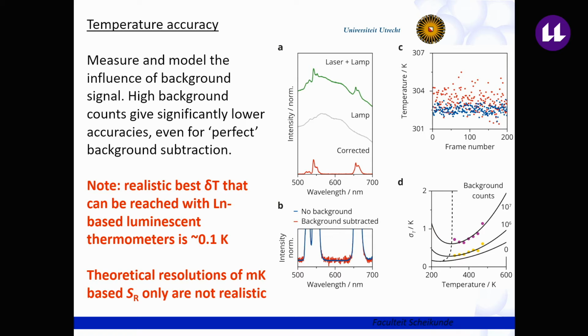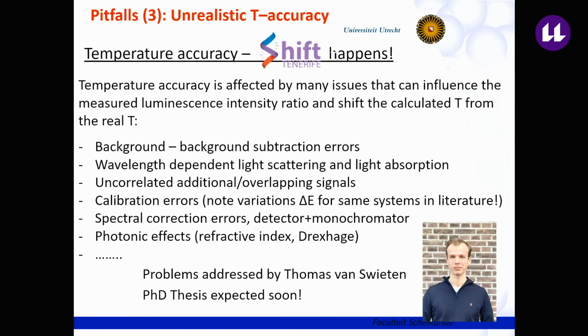And then you see that with no background you get a pretty good accuracy. The best is about 0.1 Kelvin. But when you start to have background signal, the accuracy very rapidly gets worse, to 0.3 or 0.5 Kelvin. So the message is also that those theoretical resolutions that people claim based solely on relative sensitivity, where they claim a millikelvin accuracy, are not possible. Random noise determines that for a luminescence thermometer we never get much better than 0.1 Kelvin. But we're not there yet.